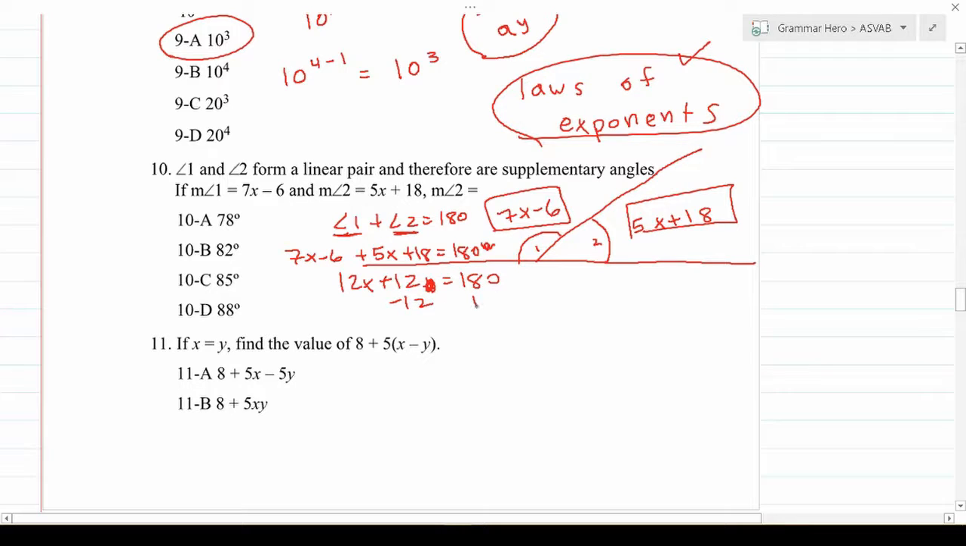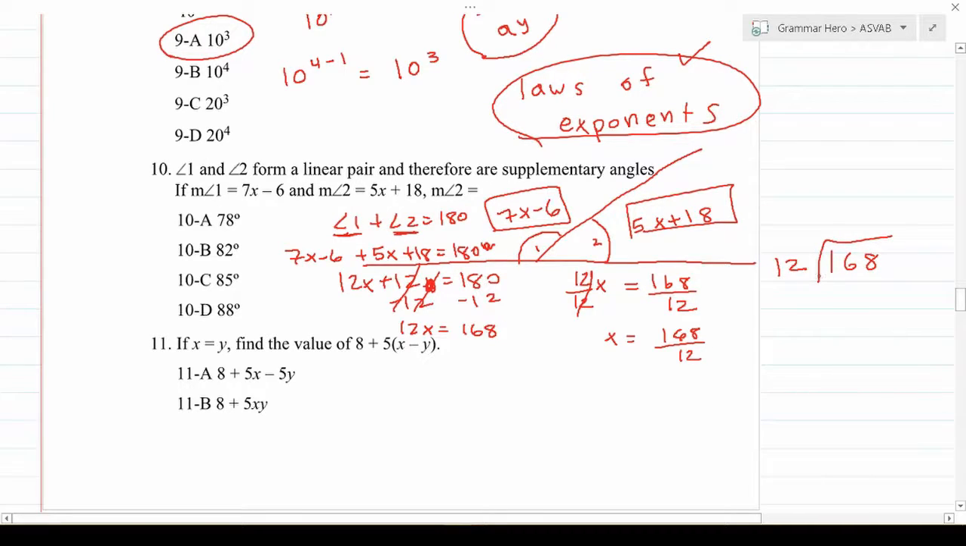Subtract 12 from both sides because we're solving for x in this case. That goes away. We're left with 12x equals 180 minus 12 is going to be 168. Divide both sides by 12, and I'm going to work that over here. This goes away, and we're left with x equals 168 divided by 12. Let's work that out to the side.